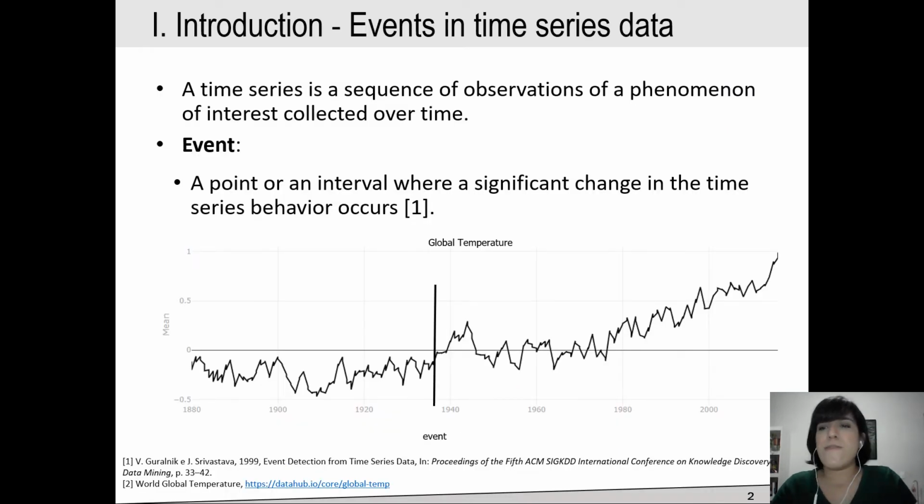Let us begin by defining a time series as a sequence of observations of a particular phenomenon of interest that is collected over time. Often it is possible to observe significant changes in the behavior of the observations of a time series, and these changes frequently characterize the occurrence of events. This example shows a point in time when the occurrence of an event causes a change in the trend of the time series of global temperatures.